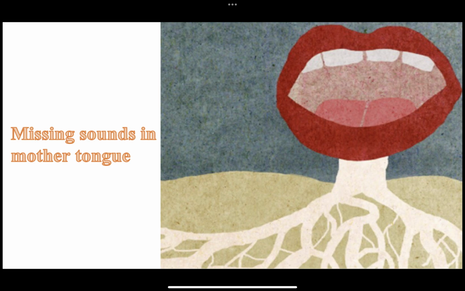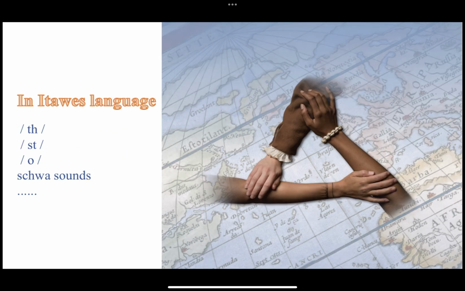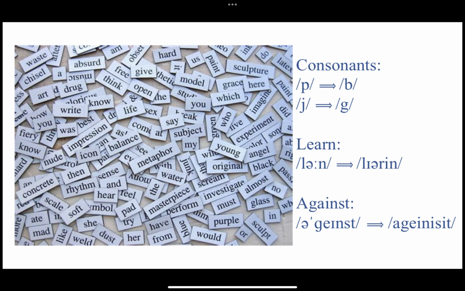For example, there's no related research on phonology that has been locally published which mentions the presence of the sounds soft and hard th, initial and final st, half o, and schwa sounds in Italian languages. In another example, some of the consonant sounds that the Saudi EFL learners find challenging to utter are shown in the pictures. Besides, they were likely to insert extra vowels, pronouncing "learn" as "leering" instead of "learn", and "against" as "against" instead of "against".